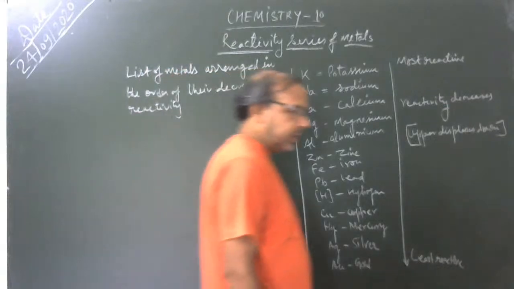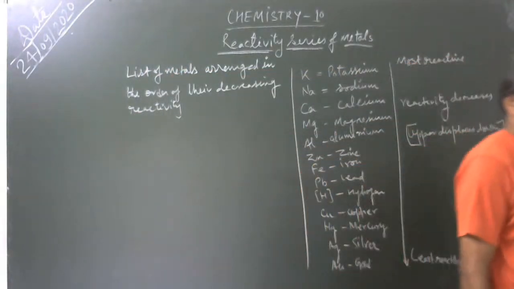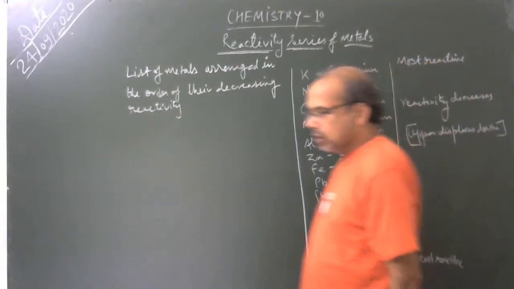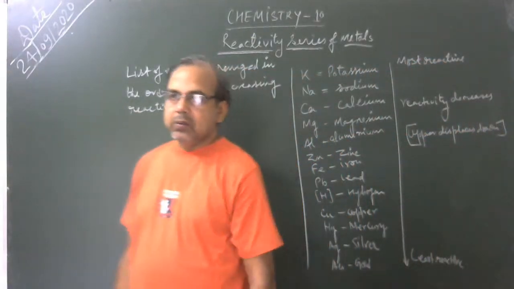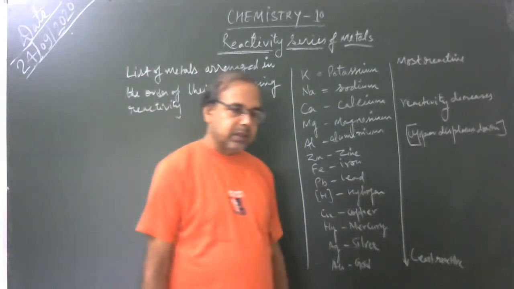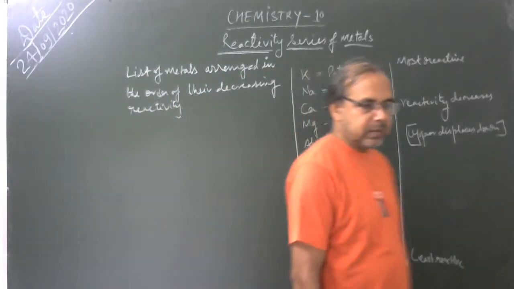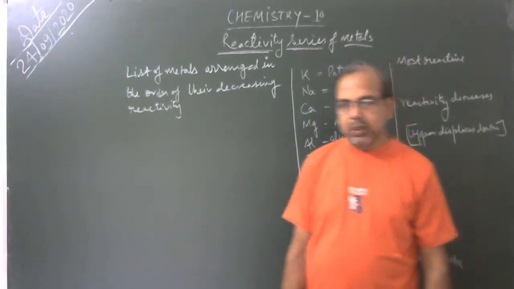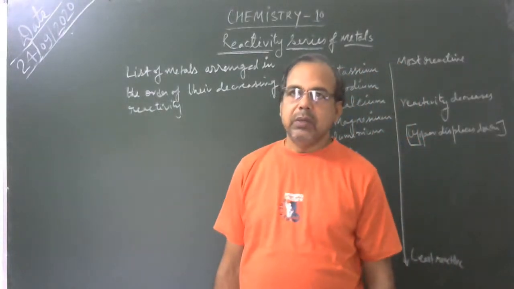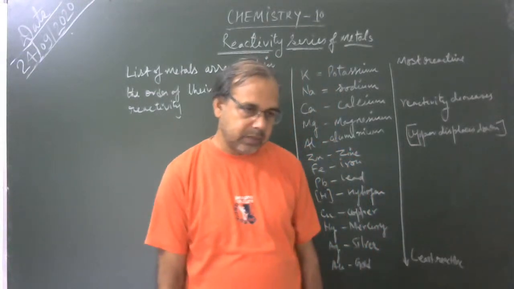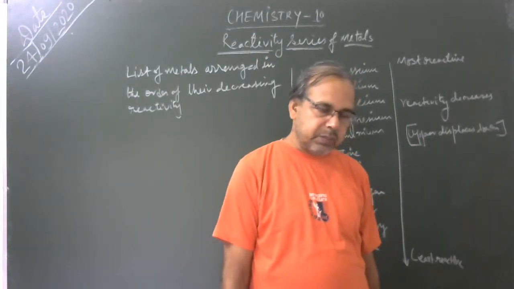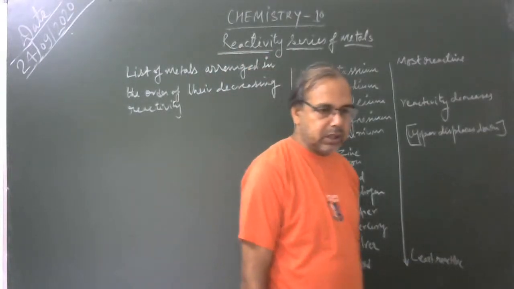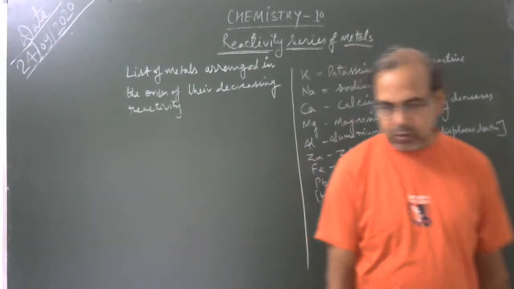There are different kinds of metals, as you know, in the periodic table. When you move from left to right, first alkali metals, then transition metals. These are the metals included in the periodic table. So different metals have different reactivity. According to experiments, it is decided which metal is most reactive and which metal is less reactive.